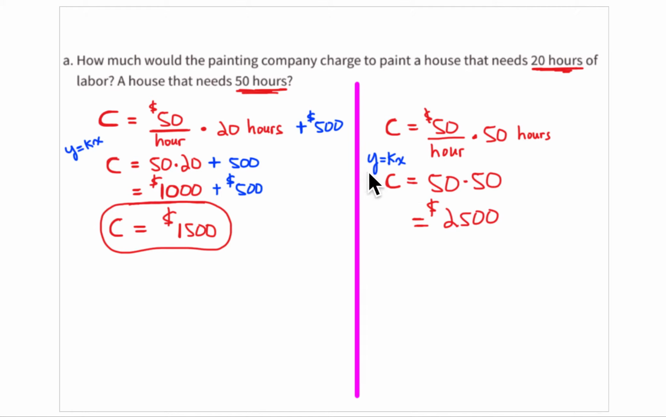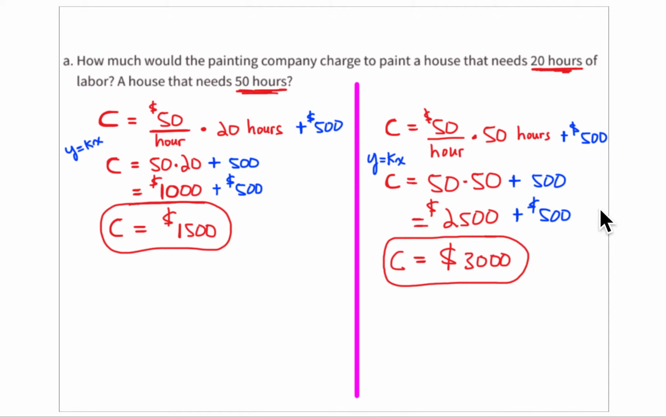So I'm using this equation to begin with, but then we have to add that beginning amount, which is $500. So this is the labor cost plus the materials cost, or the supplies. So you add those two together, it's going to cost you $3,000 to get that house painted if it takes 50 hours.